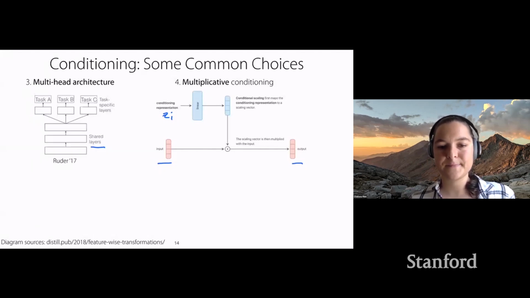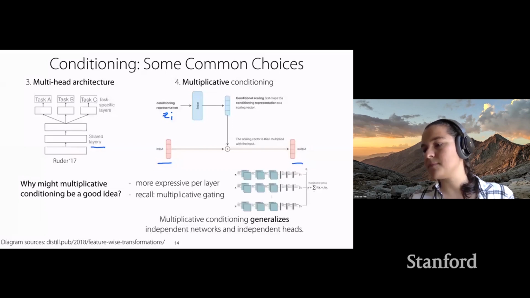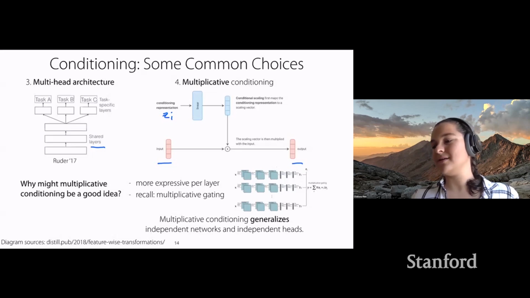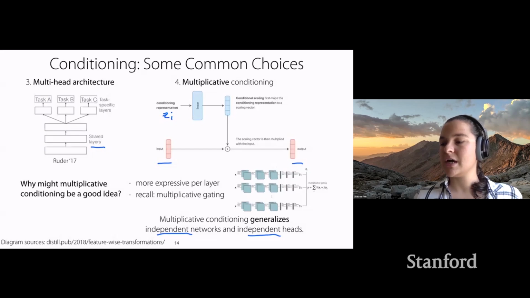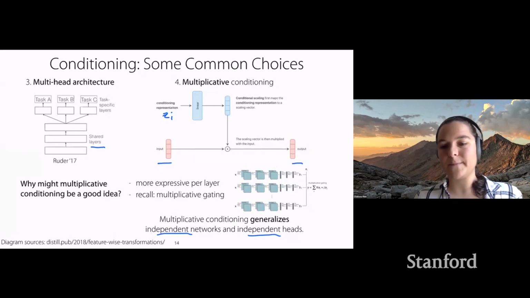Can you explain why multiplicative conditioning is a generalization and has a stronger generalization? I'm not saying that it has a stronger generalization. I'm saying that you can view multiplicative conditioning as a more general way than simply forming independent networks and independent heads. One instantiation of multiplicative conditioning produces this architecture, but multiplicative conditioning can also represent a wide range of other kinds of architectures and gating mechanisms as well. But it doesn't necessarily lead to better generalization.